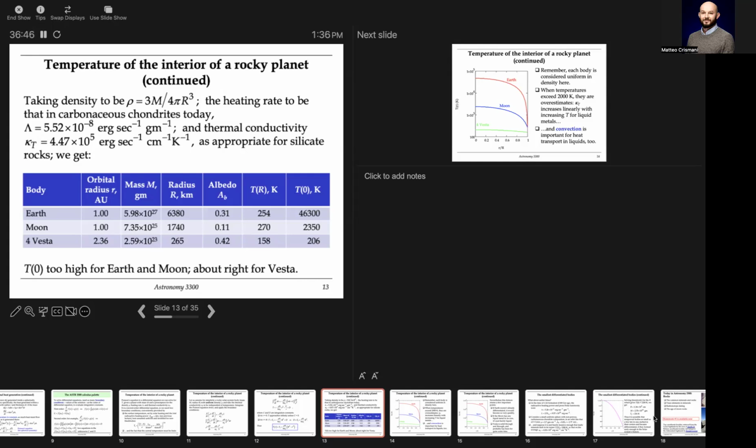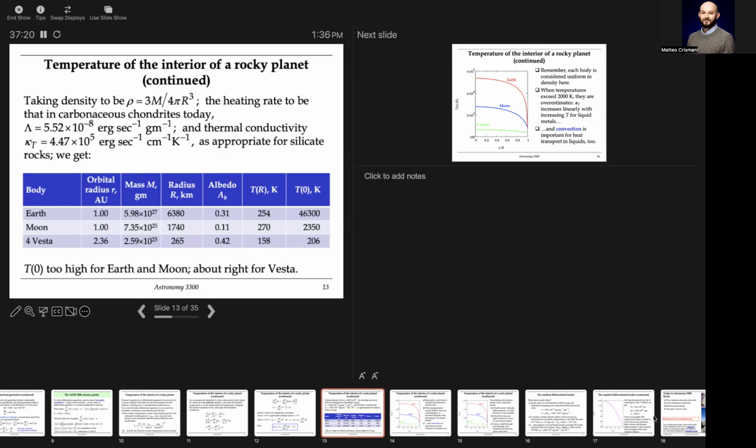And here's the interior. This is very hot. In fact, this is probably greater than the temperature for iron, which is like 1800 degrees Kelvin. So this back-of-the-envelope calculation would claim that the moon was melted all the way through. That's probably not exactly right, and we know that because we put seismometers on the moon. We watched moonquakes, so we can tell the interior structure. But it's about right for Vesta.